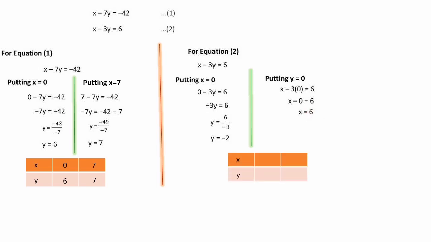Let's make the table again, x and y. Then when we put x as 0, we get y as minus 2. And next x will be 6 when y takes the value 0. So we are going to represent these two tables of points on a graph sheet.